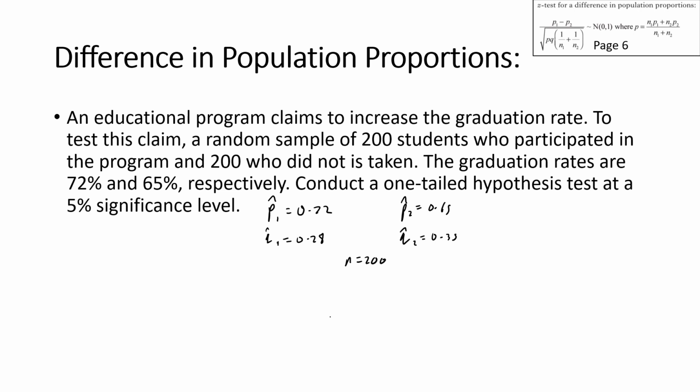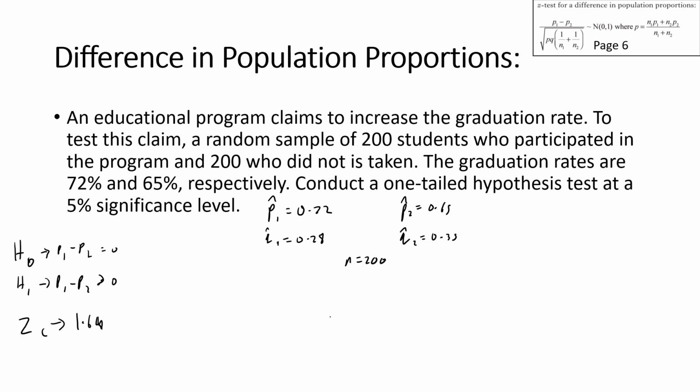Our null hypothesis would be that P1 minus P2 is equal to 0. And our alternative would be P1 minus P2 is greater than 0, since we're seeing if the educational program increases the graduation rate. They could also ask you for two-tailed, but I won't be covering that since that's already been covered in the previous test. The critical value at 5% significance is 1.64.